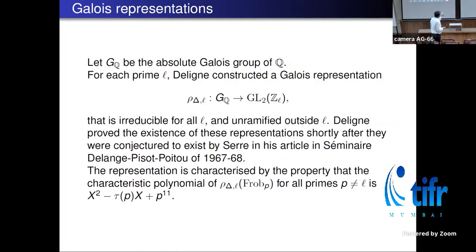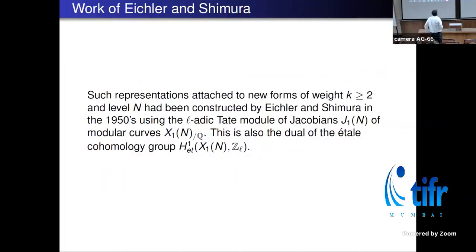So in fact, Serre conjectured this in 1967 or so, and then within a year or so, Deligne actually proved these representations existed. Of course, Serre was not plucking this out of thin air, because such representations were known to be associated to newforms of weight 2. Maybe there's a typo here, k equal to 2, it should say. And these had been constructed by Eichler-Shimura in the 1950s.